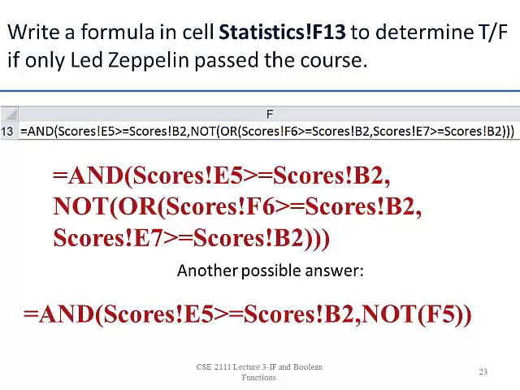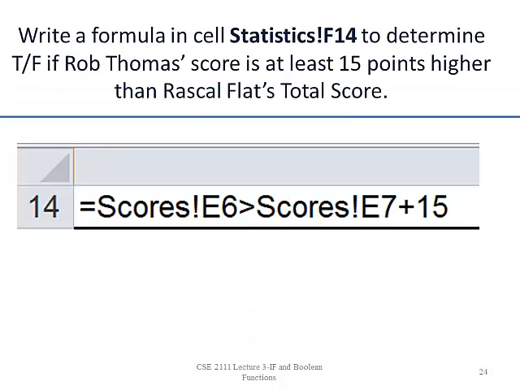Another answer you can use is the one at the bottom. The first argument will check to see if Led Zeppelin passed the course, and the other one's going to see if no one else did. Remember, in F5 we already checked that, so it'll be very easy to use this formula. Alright, here's another example.